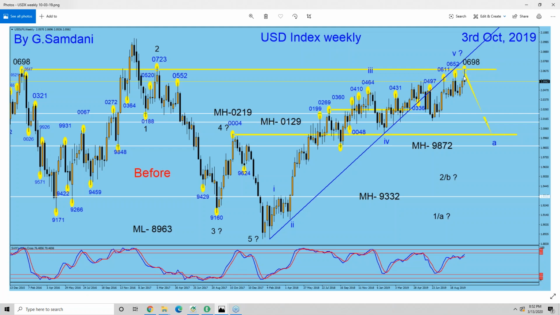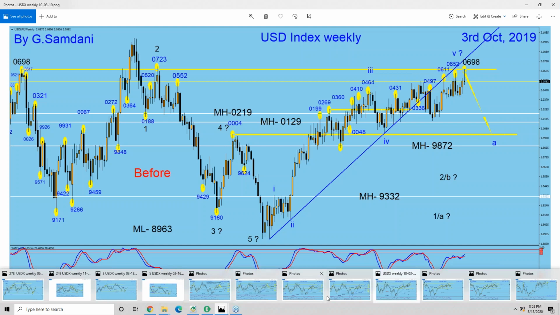And that's where I said, okay, this is done. This is an ending diagonal, and it should end like this. It will drop here first, then bounce a little bit, then break this, and then go all the way down to 0004. That was the target to the downside. So that's what happened to that chart.